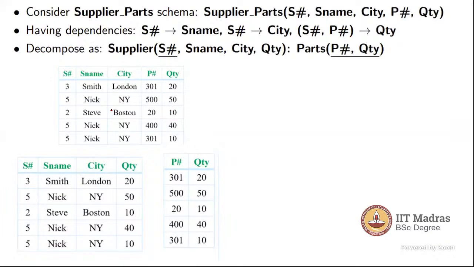This is the same example I have taken from the slide. Suppose there is a supplier-part relation having attributes supplier ID, SN, city, part ID, and quantity, with functional dependencies like this. Now, if we decompose this table into supplier and part having these attributes, we have to find out whether this decomposition is lossy or lossless. First we need to understand what lossless and lossy decomposition are.